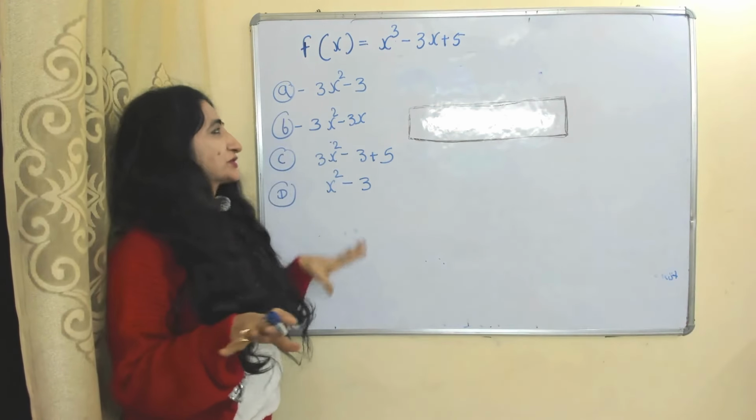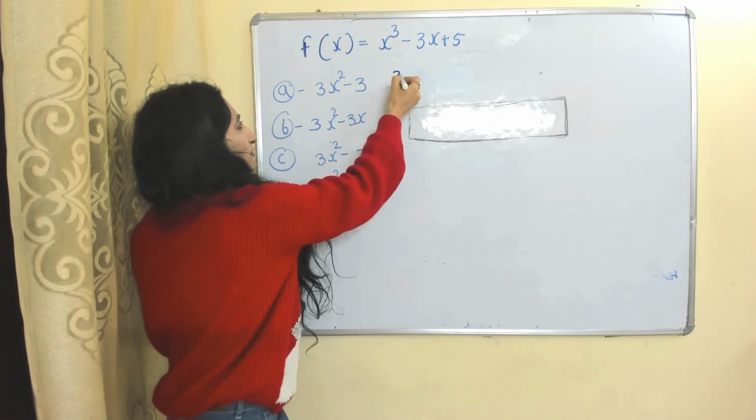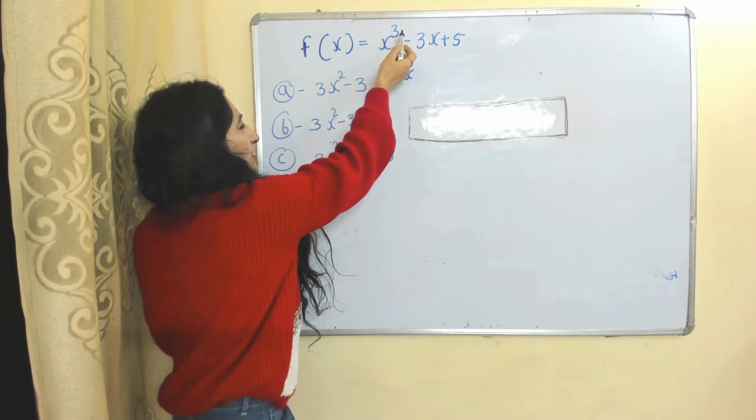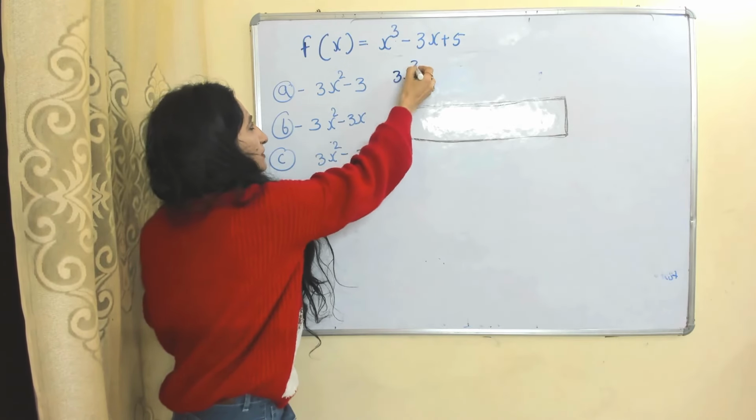Now we'll see some questions. Find the derivative of this function. First of all, the power will come down and we will subtract 1 from the original power. It will become equal to 3x square, and the derivative of x is 1, so it will become equal to 3, and the derivative of a constant is 0. So this will be our final answer. Our right option is A.